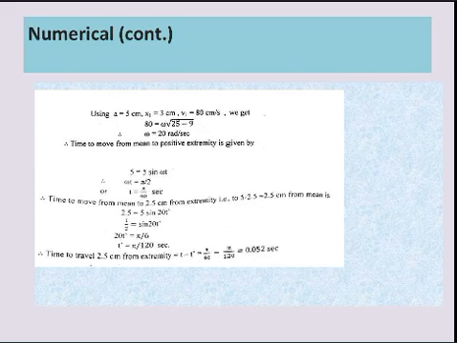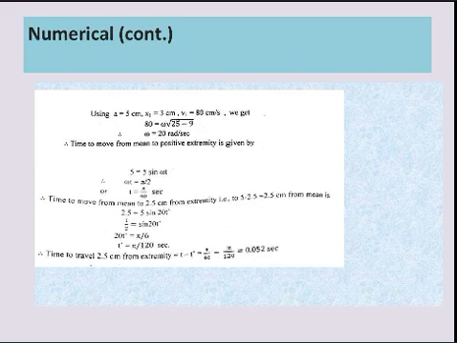Now the time to move from mean to positive extreme is given by x is equal to a sin omega t. In that equation we substitute and we get a is equal to a sin omega t, so omega t is equal to, we already know, pi by 2. So t is equal to pi upon 40 seconds, because t is equal to pi by 2 into omega.